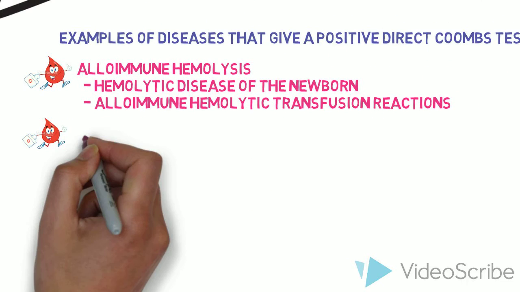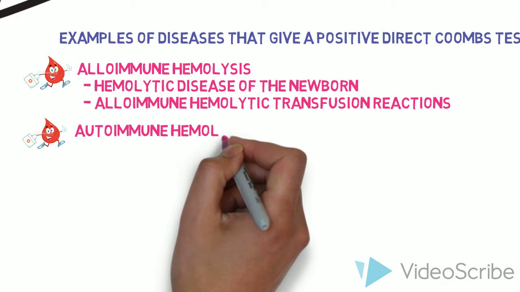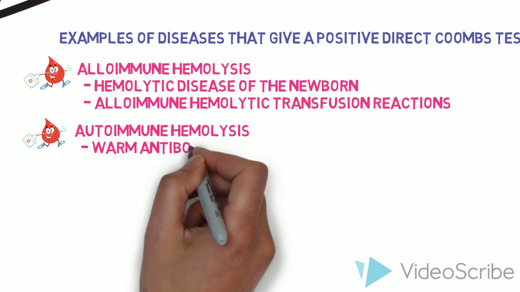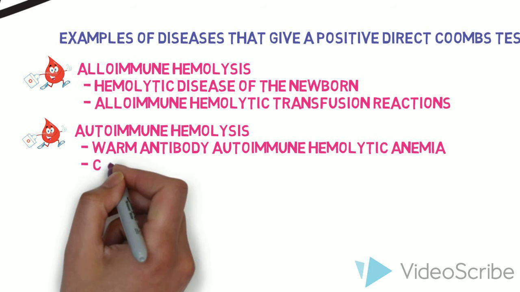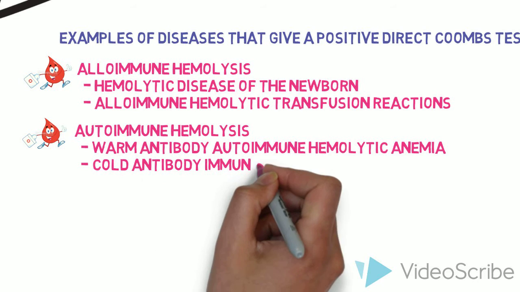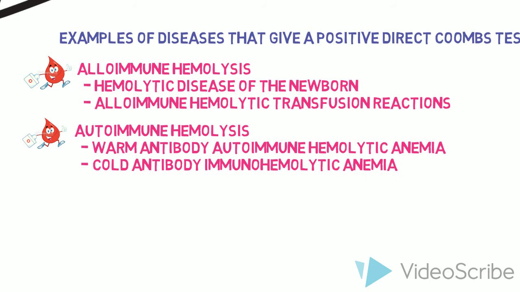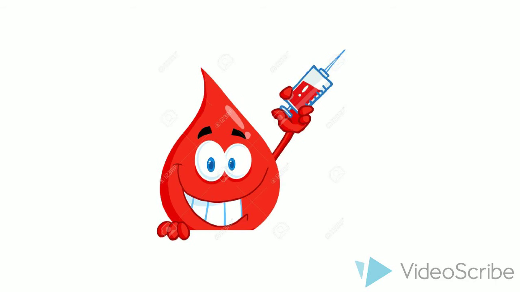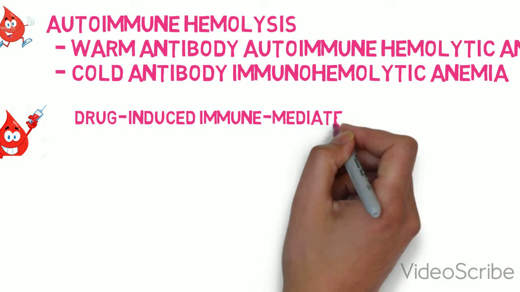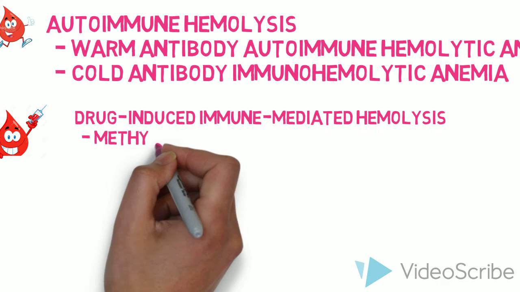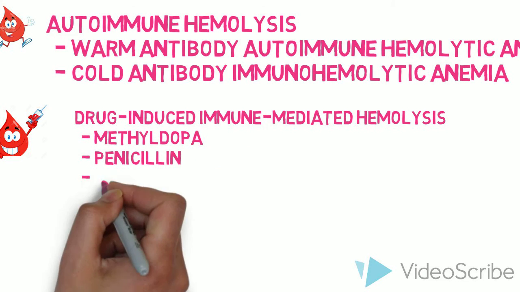The next one is autoimmune hemolysis, which includes warm antibody autoimmune hemolytic anemia and also cold antibody immunohemolytic anemia. And the next one is drug-induced immune-mediated hemolysis, which includes methyldopa, penicillin, and quinidine.